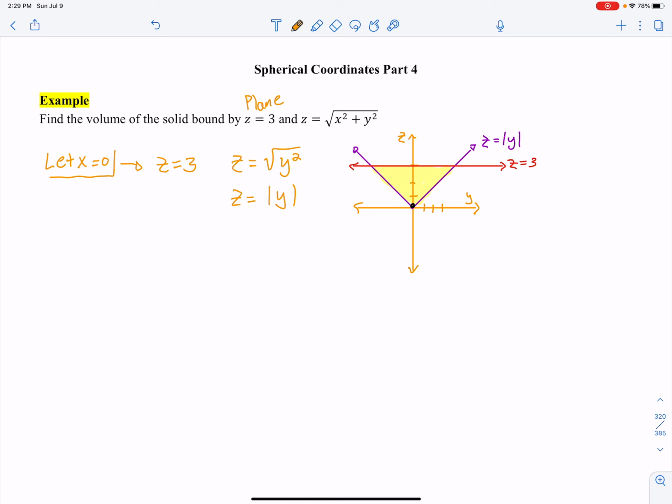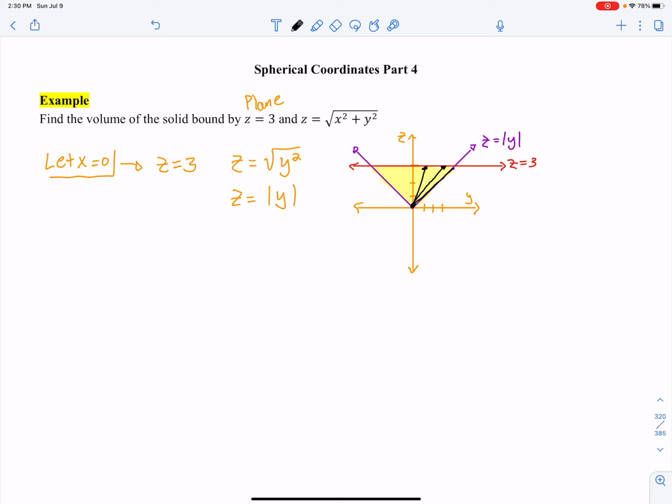Here's the deal, though, and this is what's going to make it a bit weird. If I consider my rho, notice that the length of rho is going to change as I go across there. So I can't use just rho is 0 to 3, because that's not true. That's only true along here. So I've got to figure out something else to do.